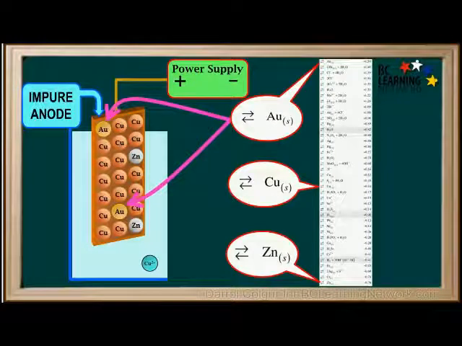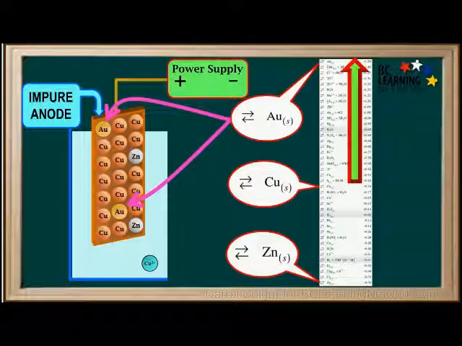The gold atoms we added can represent any metals that are above copper on the right side of the reduction table. This includes gold, silver, and mercury. Anything we say about gold in this video applies equally to all metals above copper on the right side of the table.